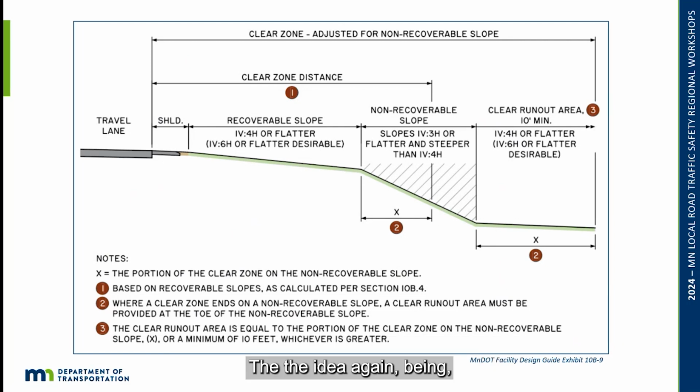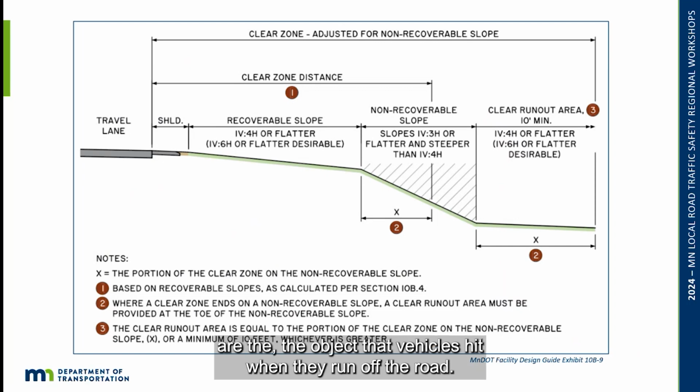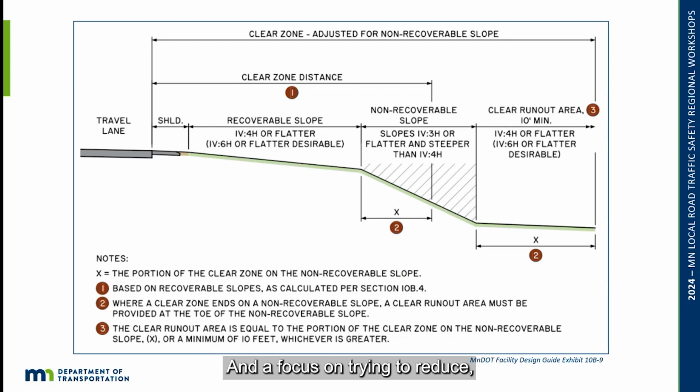The idea again being, though, that trees are fixed objects, regularly the object that vehicles hit when they run off the road, and a focus on trying to reduce the number of trees that are out there is part of this clear zone maintenance and would be available for highway safety fund investments.